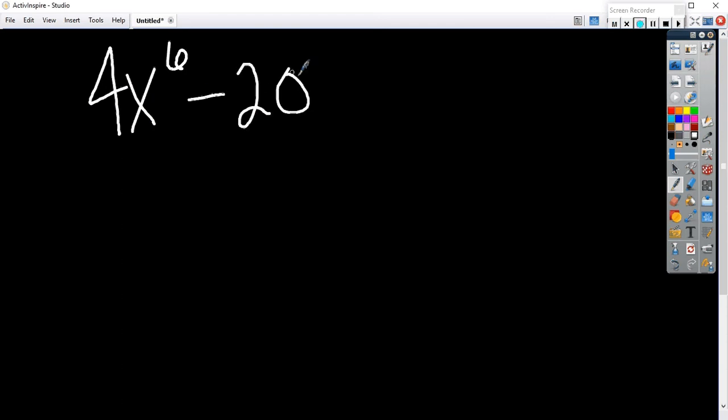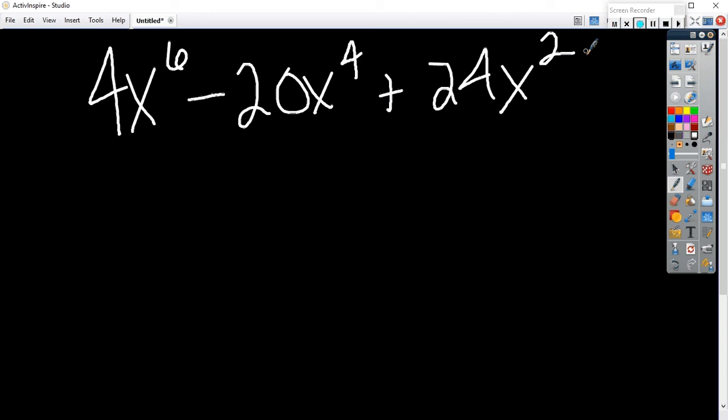Let's look at this one. 4x to the 6th minus 20x to the 4th plus 24x squared. So my question to you is, can we factor that? What's the first step in factoring? What should I always ask myself first? The GCF. Yeah.